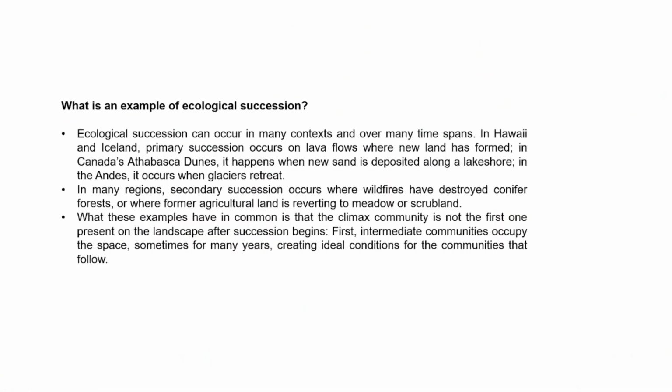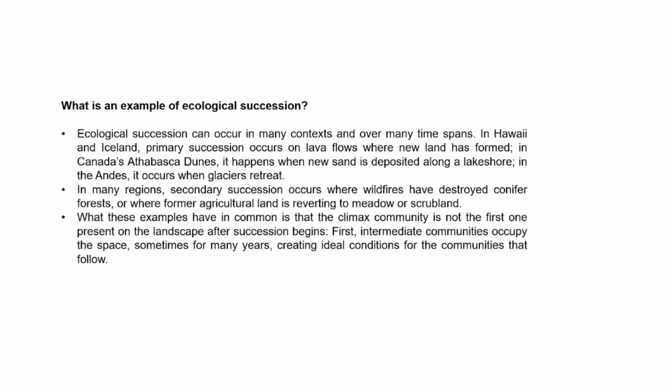As for examples of ecological succession, there are many in many different contexts and time spans, and many different people have come up with different examples. In Hawaii and Iceland, primary succession occurs on lava flows when new land has formed. There was lava flow, new land has been exposed, and that's where primary succession happens. In Canada's Athabasca dunes, it happens when new sand is deposited along a lake shore. In the Andes, it occurs when glaciers retreat. These are all examples of primary succession. But in many regions, secondary succession also occurs when wildfires have destroyed conifer forests, or where former agricultural land is reverting to meadow or scrubland.